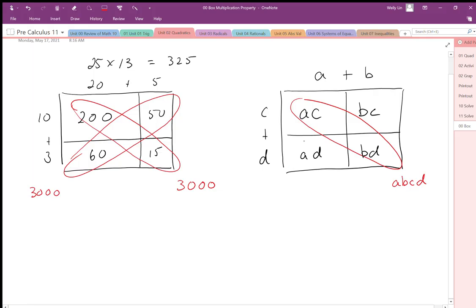The diagonal product this way is going to be A times B times C times D as well. We have all the letters in that diagonal product. And so what ends up happening is, it doesn't matter what we have for A plus B or C plus D, the diagonal products will always be equivalent to each other.